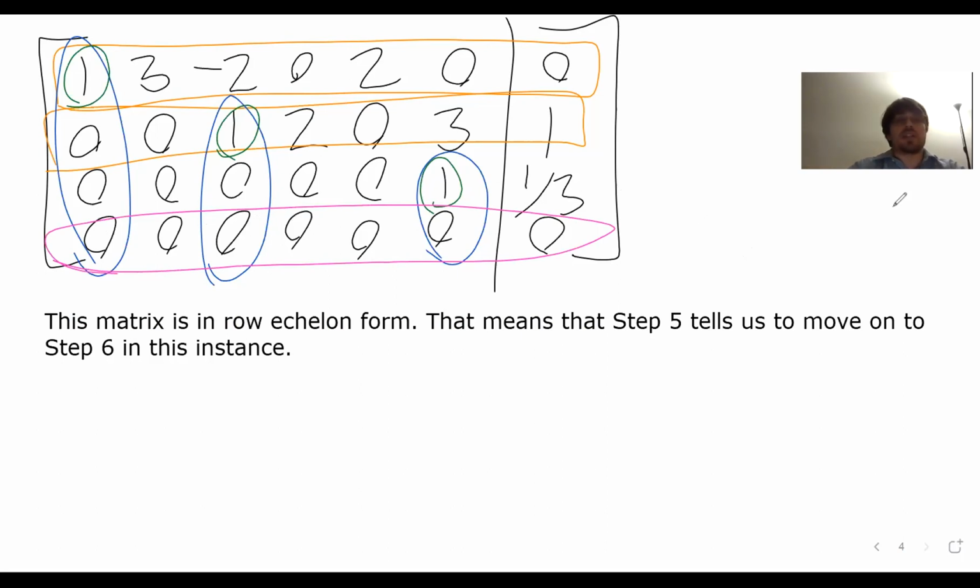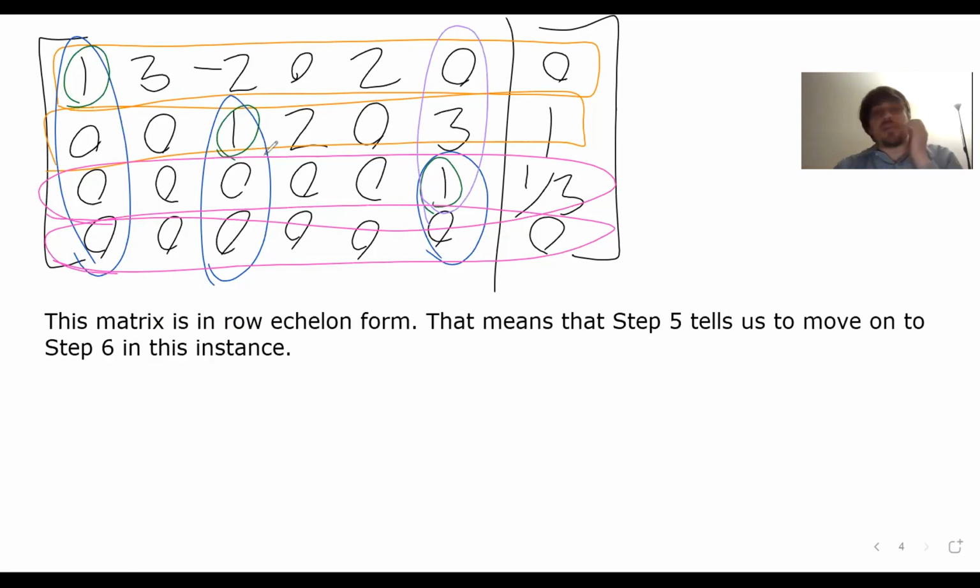So we keep going. Now we go to the next row, which is this one. In this row, we take the leading 1, which is here, and we add suitable multiples of it to the ones above it so that all the entries above it are 0. Let's go with purple.